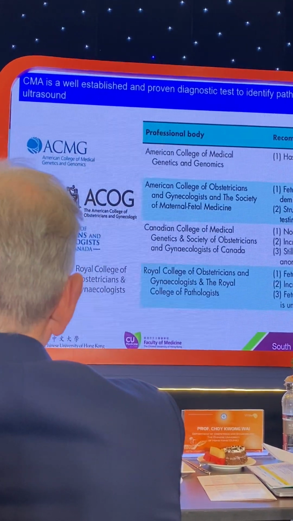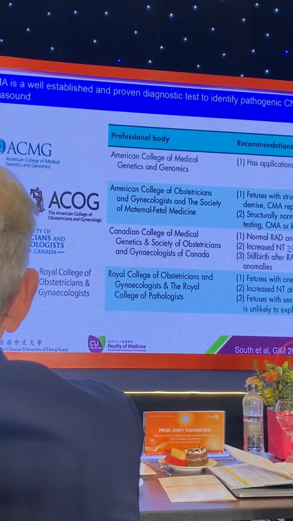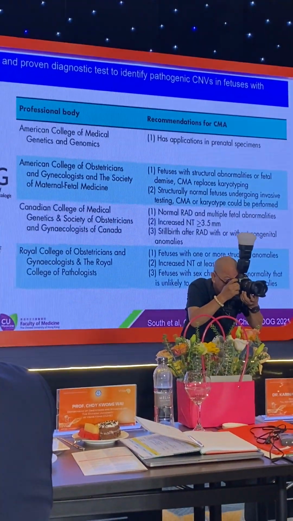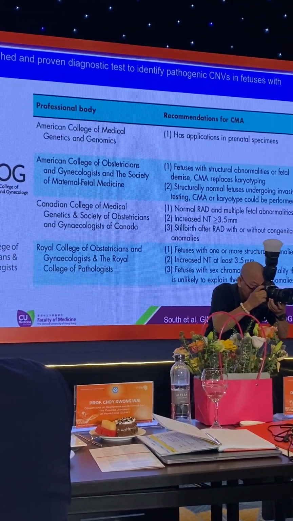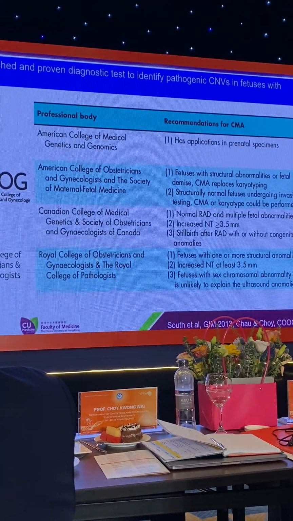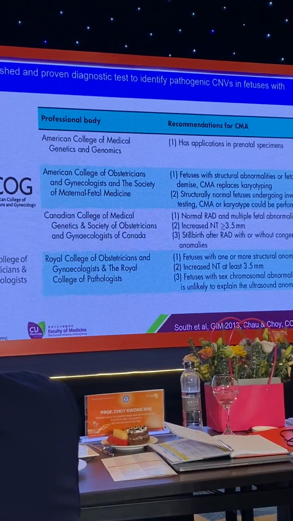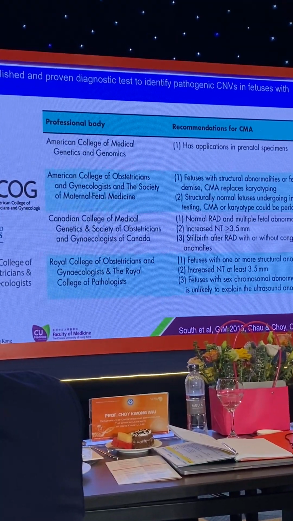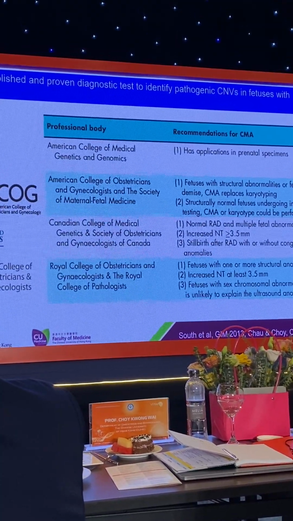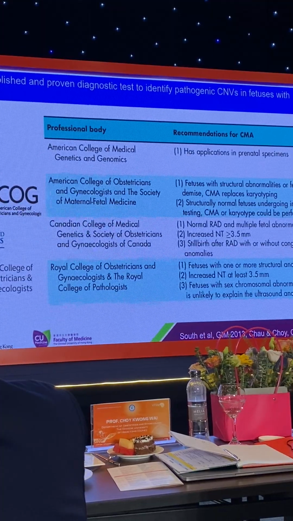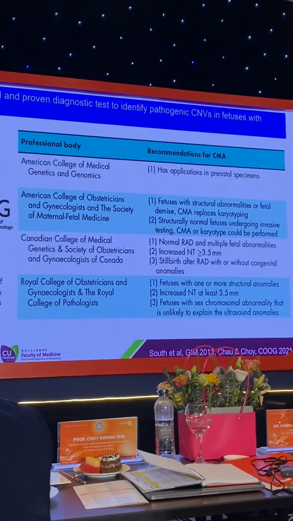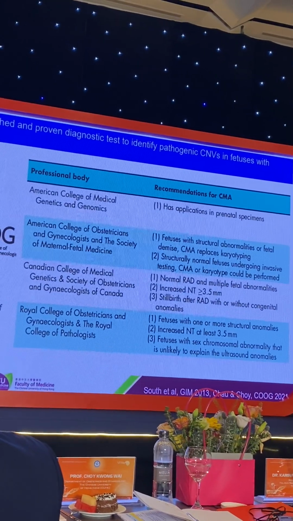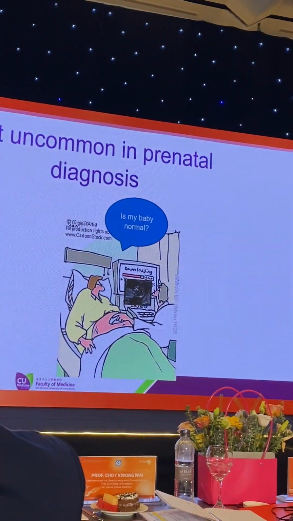And there are so many guidelines, right? They all say that CMA is a well-established and proven test to identify pathogenic copy number variants in fetuses with ultrasound abnormalities. Okay, and actually it has been recommended for any specimen from an invasive procedure, that they should consider it and inform the patient that CMA should be an appropriate test to be considered. Okay, so is that all?